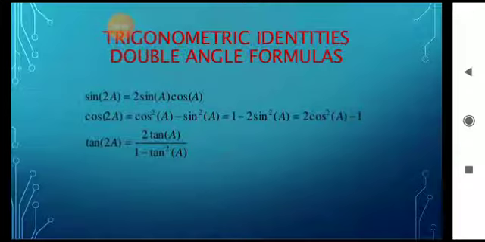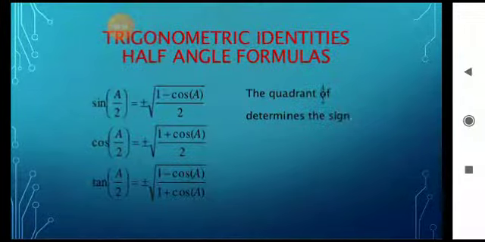Next, this formula can be expressed as 2 cos square A minus 1. So cos 2A can be expressed in 3 forms: cos square A minus sin square A. Whenever it reduces to only sin, then it will be 1 minus 2 sin square A. If we reduce it to only the cos ratio, then it will be 2 cos square A minus 1. And tan 2A is equal to 2 tan A upon 1 minus tan square A.